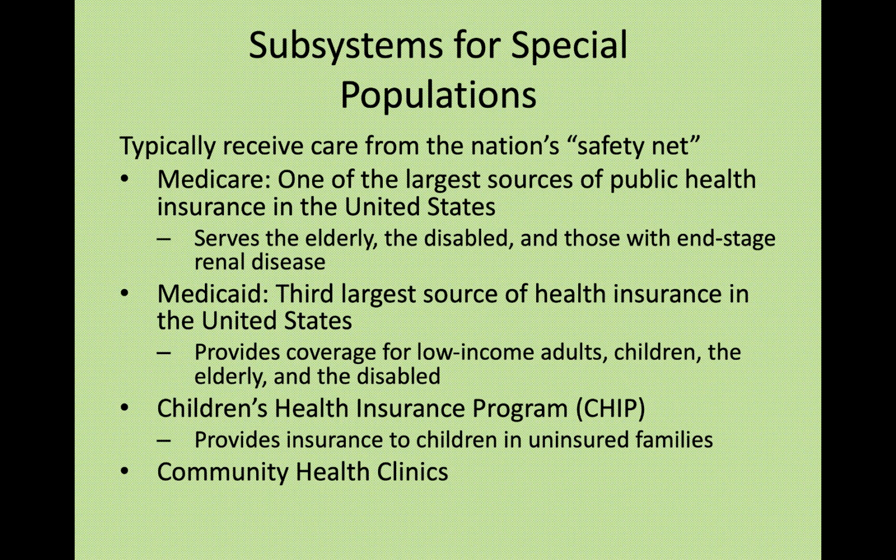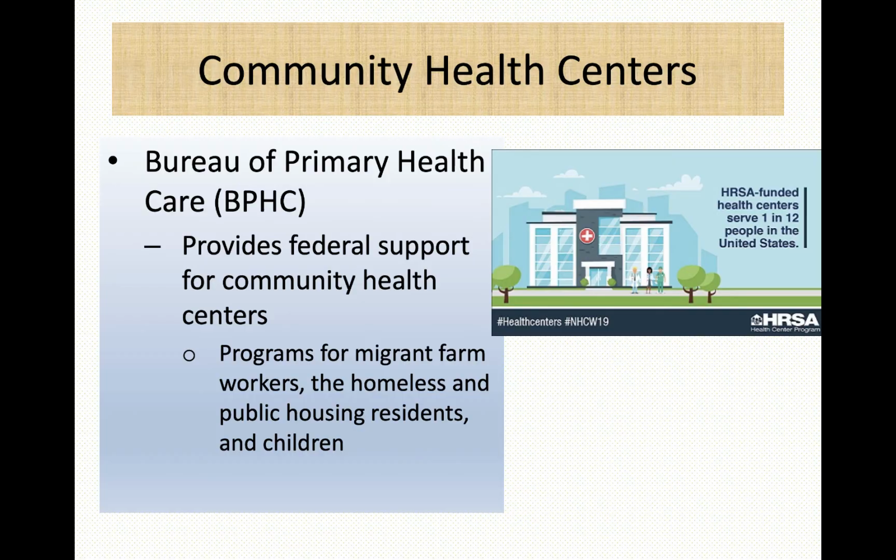Then we have children's CHIP, which I just discussed at the very beginning, which is insurance for children from uninsured families. And then we have community health clinics. So that's how we serve our special populations in the United States, our most vulnerable. Community health centers, you'll see that they're funded, and they serve 1 in every 12 people in the United States. And they provide sliding scale fees, and we have those throughout our county. They serve migrant farm workers, the homeless, public housing residents, and children.